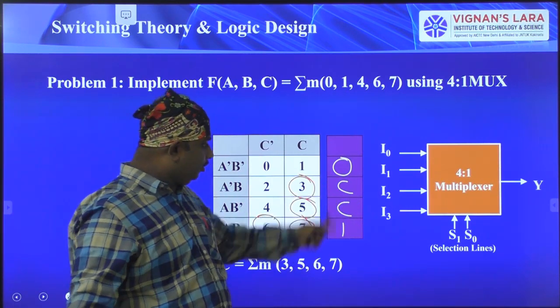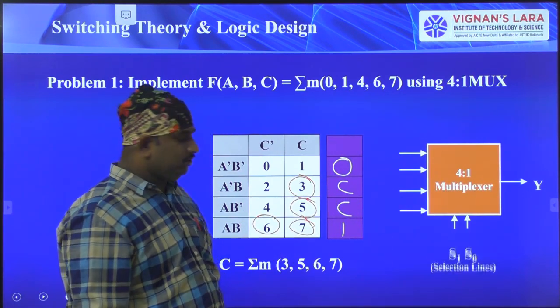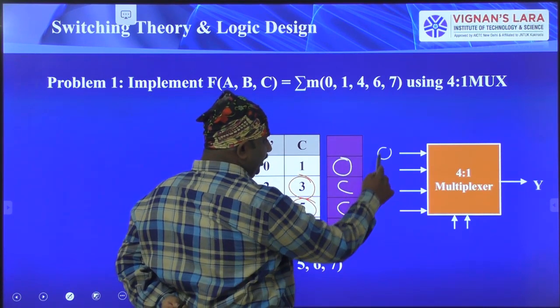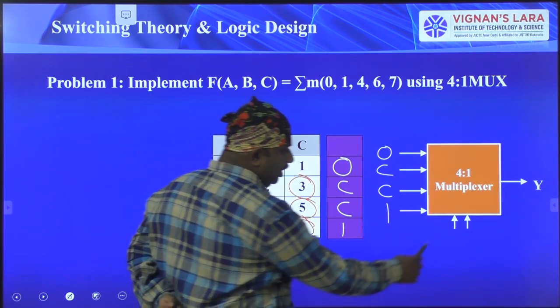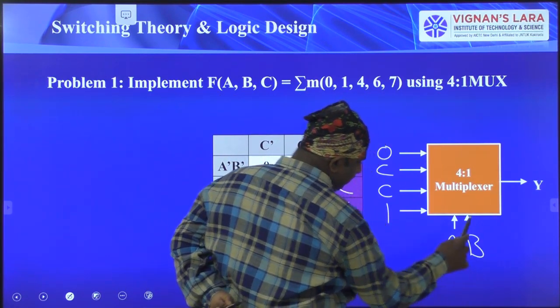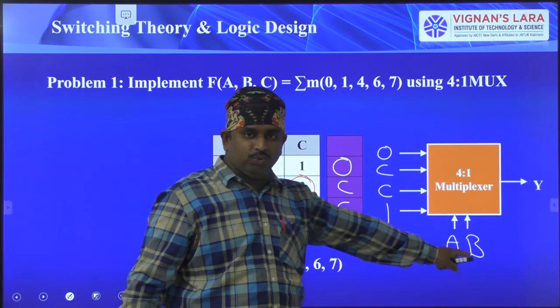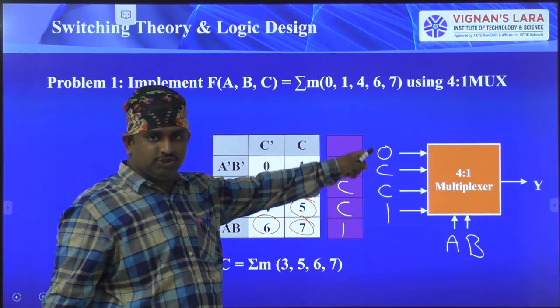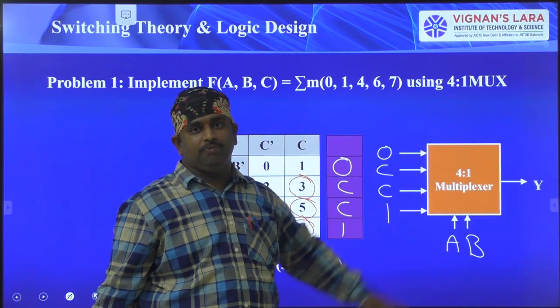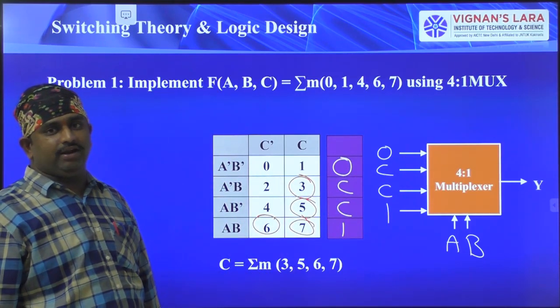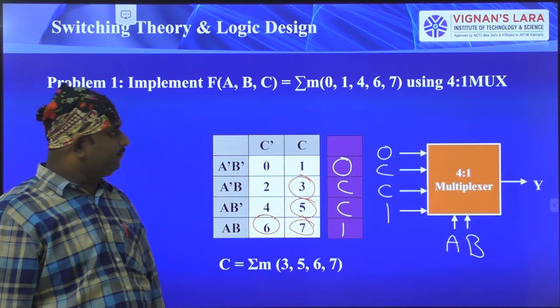Now you have to write down these values: here write 0, here write C, here write C, here write 1, and here write the A, B values. These values are 0, C, C, 1. This is the finalized diagram for the full adder carry.